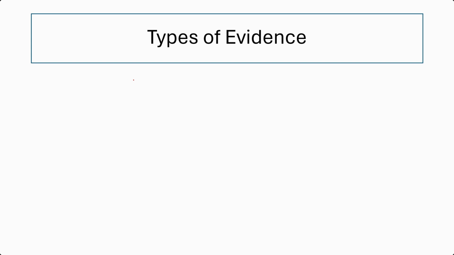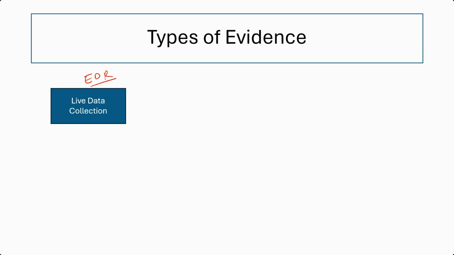First is live data collection. This is usually collected from tools like EDR, endpoint detection and response. These are like antivirus software from the business point of view. Businesses and enterprise networks use EDR software like CrowdStrike Falcon, Microsoft Defender for EDR, Sentinel software. So they have live data collection options as well, through which they can collect live information from the machine.